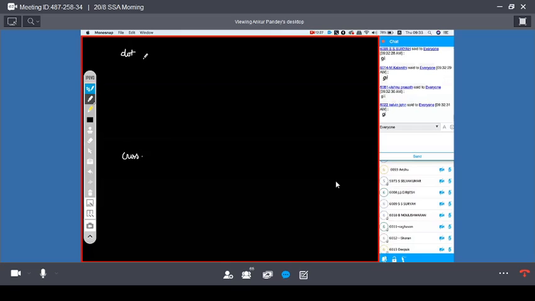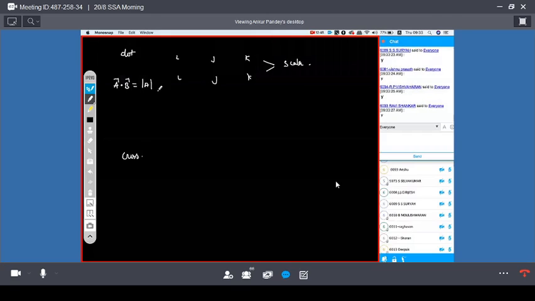Fine. Dot product is multiply i to i, j to j and k to k. You will get an outcome as a scalar. It is also called scalar product. Yes or no? Definition of dot product is A dot B is equal to magnitude of A, magnitude of B cos theta. Clear?